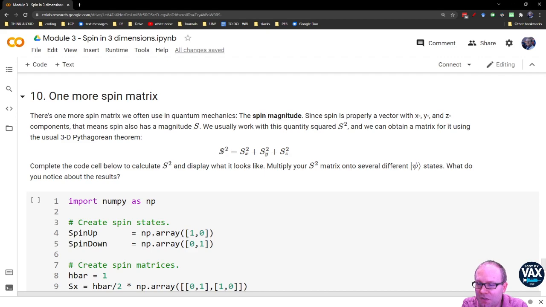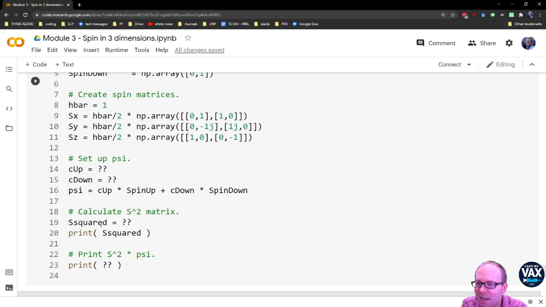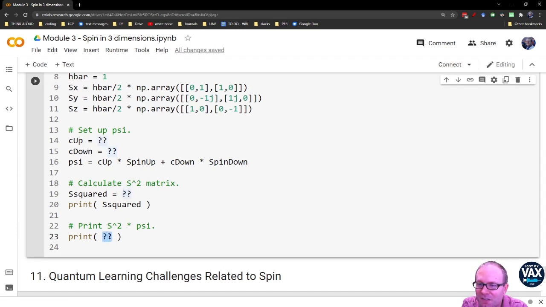And what we want you to do here is take this S sub x, S sub y, and S sub z and use those to calculate the S squared matrix. Use those to print the S squared matrix and S squared times psi. And I want you to tell me what you notice about what comes out, because the S squared matrix is a very special matrix. And if you've had any experience with matrices, I think you'll recognize it right away.